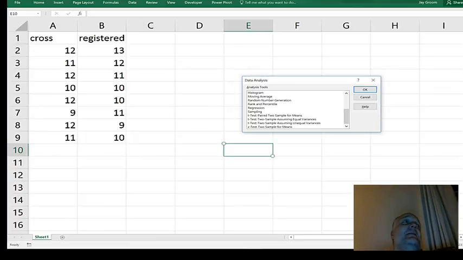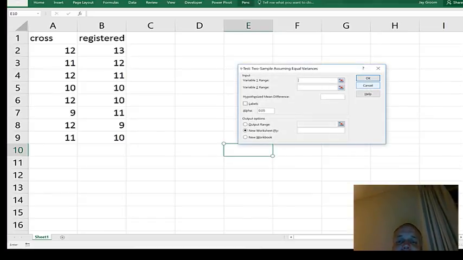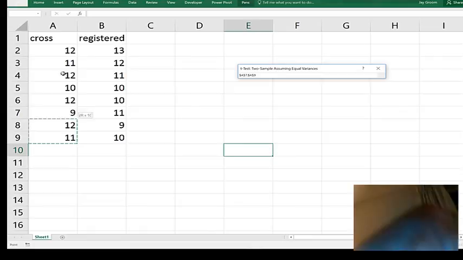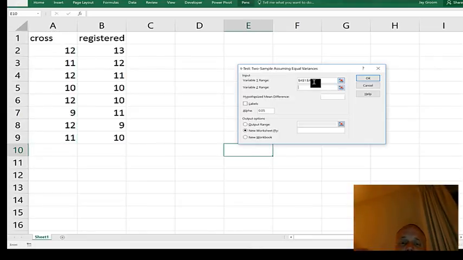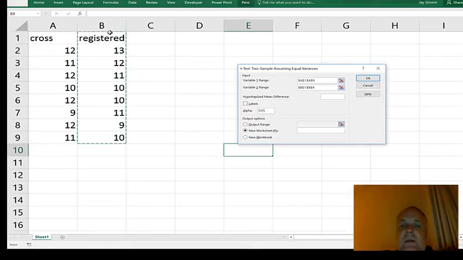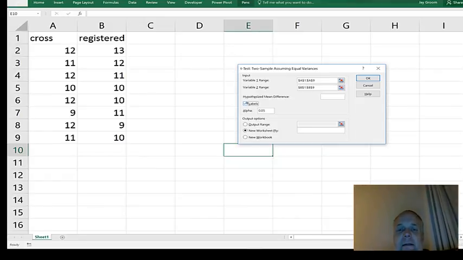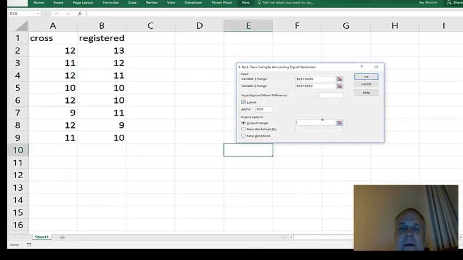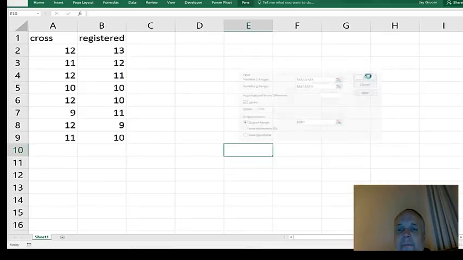You can even test to see how efficient you are at doing something. You want to test how fast you can do your chores. You can do all kinds of stuff with statistics. So I'm just going to show you several different tests, and we'll kind of see where we're going. For this one, we want to have a two-sample t-test with equal variances. Okay, so here's my one variable range. Here's my other variable range. We do have labels. That's exciting. And then the output range, just click over here anywhere is fine.